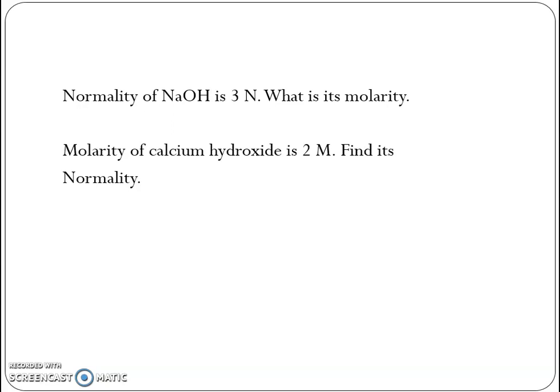Now the molarity of calcium hydroxide is 2 molar. Find its normality. Now you know calcium hydroxide is Ca(OH) twice. Hence acidity for calcium hydroxide is 2. Molarity is given, 2 molar. You have to find out normality. So you know normality is molarity multiplied by acidity. Thus 2 multiplied by 2. So it will be 4 normal.